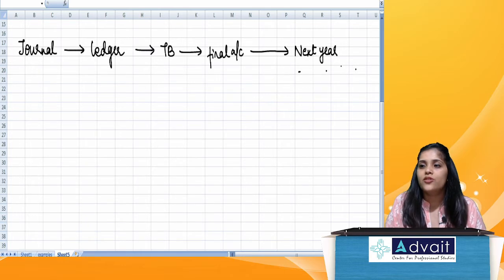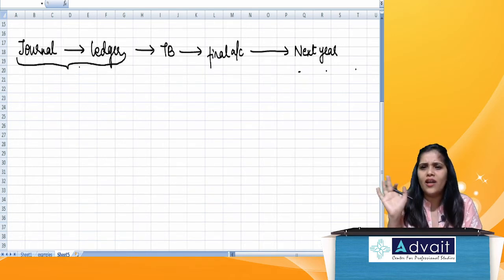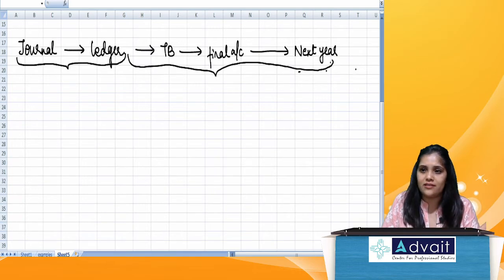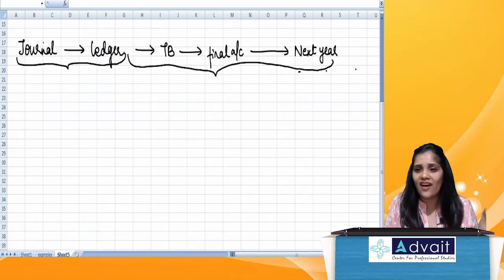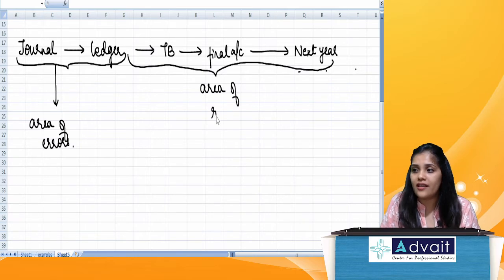Correct everybody? Okay. So from journal to ledger is called bookkeeping. Correct? From journal to ledger, identify, record, classify, is called bookkeeping, and is done by a small clerk who does not have much knowledge of accounts. Correct? You remember? Yes. And from here, preparation of trial balance and going to the next year is done by a person who has more knowledge of accounts. Since this is done by a small clerk, he does not have much knowledge of accounts. That is why this is the area where a lot of errors can happen. And this is the area where we have to learn to rectify it.